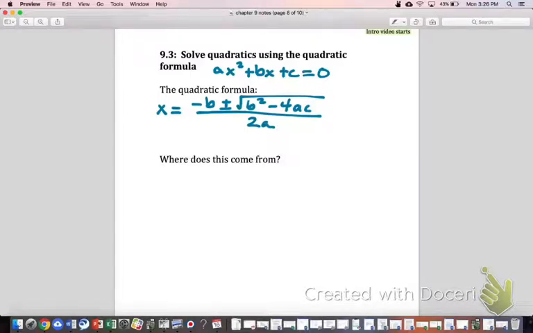X equals opposite b plus or minus the square root of b squared minus 4ac all over 2a.